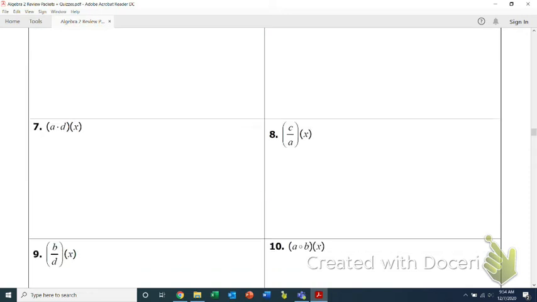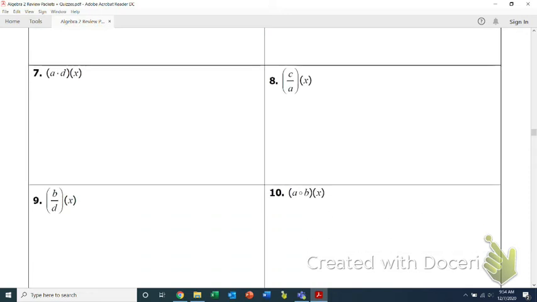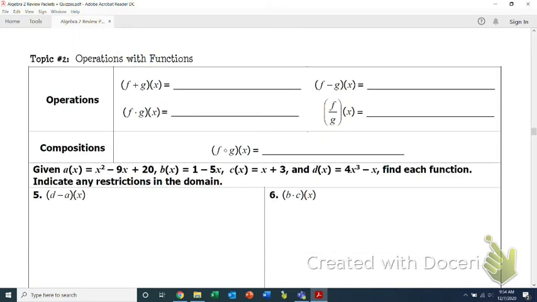Same thing with number 9. If you put B over D, there's nothing you can simplify, so all you're doing is writing that out. Now, what is different about 10, 11, and 12 is what we call the composition. Did we write those down? We didn't even write those down. All right, let's go back real quick and write these. I'm sorry, I thought we had done that.